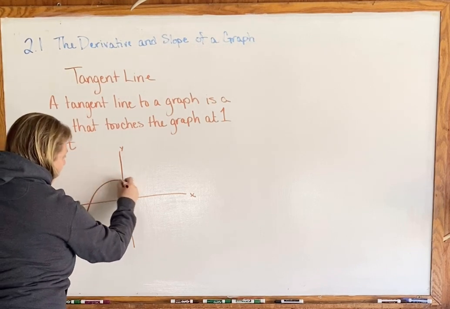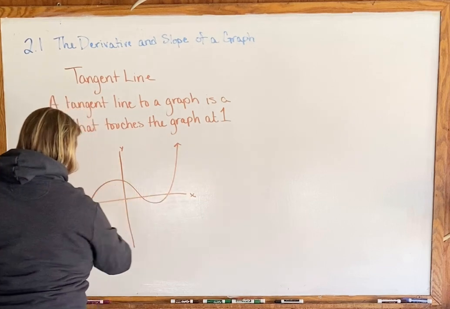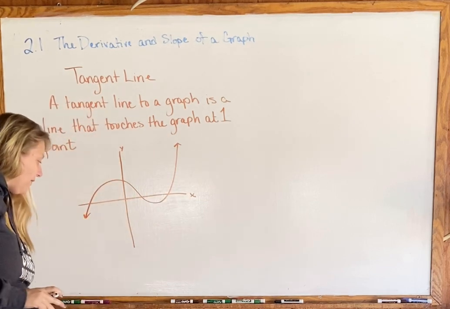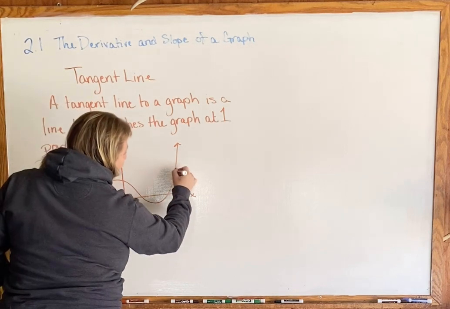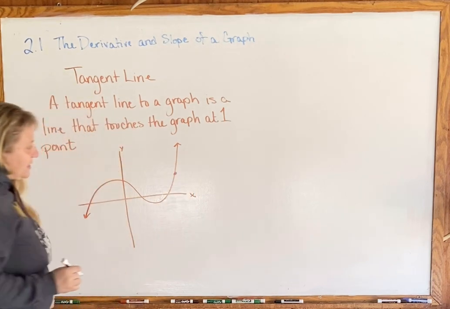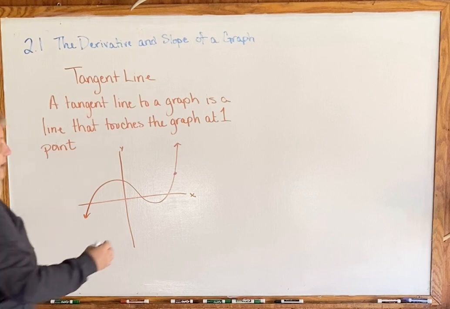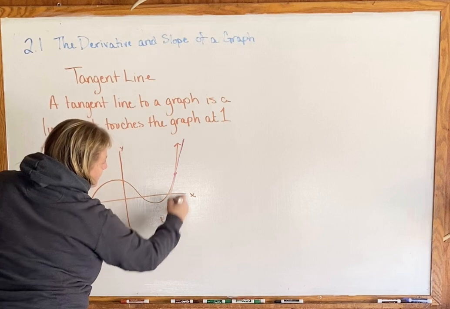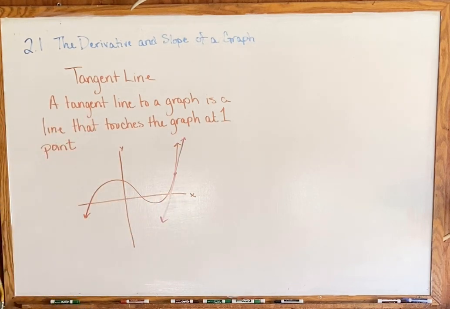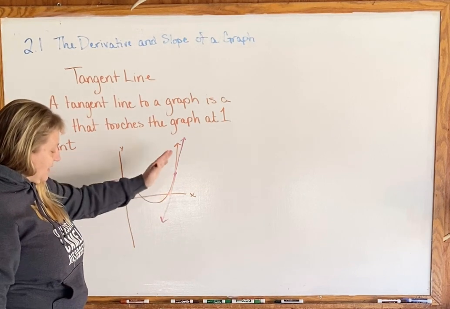Let's say that we had a graph that looked like that, just a nice polynomial graph. If we were looking at a tangent line here, I first would have to give you a point. So let's say that's the point we're interested in. The tangent line is the line that's going to come down, touch the graph at just that one point, and then continue on its way. So that is a tangent line to the graph.